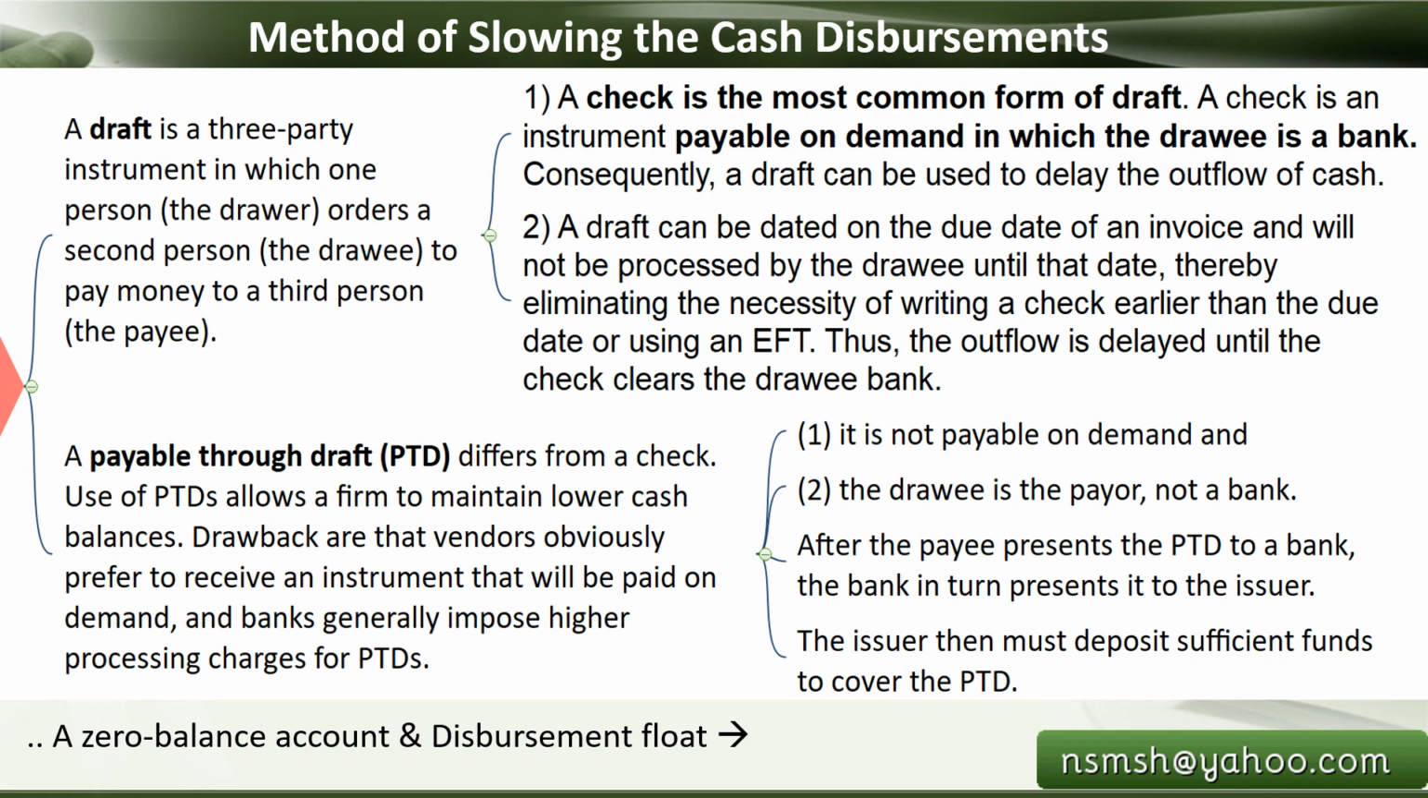After the payee presents the payable through draft to a bank, the bank in turn presents it to the issuer. The issuer then must deposit sufficient funds to cover that payable through draft. And normally there can be a zero balance account and there is a disbursement float, which is also a kind of slowing of the cash disbursement. So we will see that in detail.